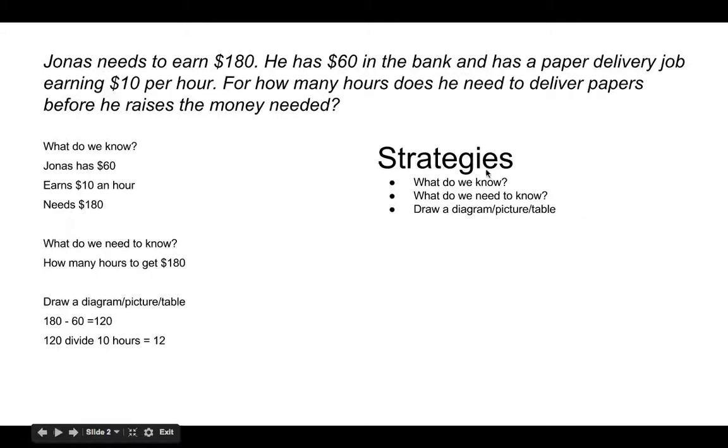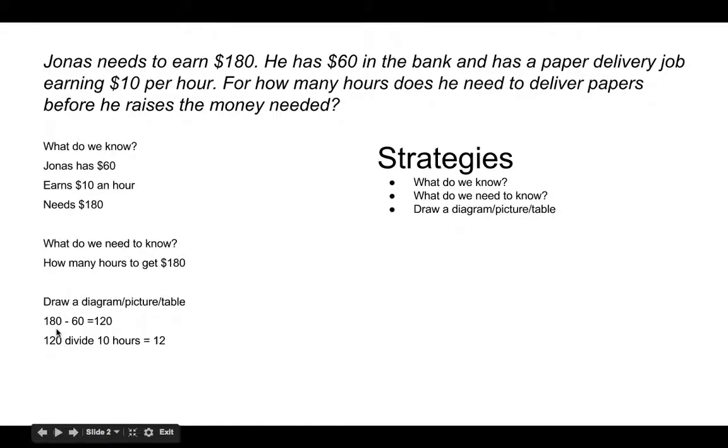This first question is the most important, and then the second. And you only get that information by rereading the question carefully. So what do we know? Jonas has $60. He earns $10 an hour, and he needs 180. So what do we need to know? It says how many hours to get $180.